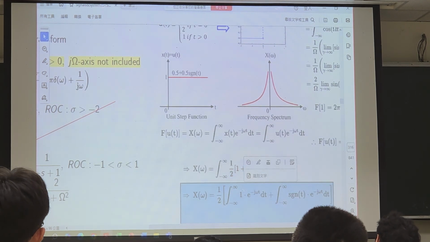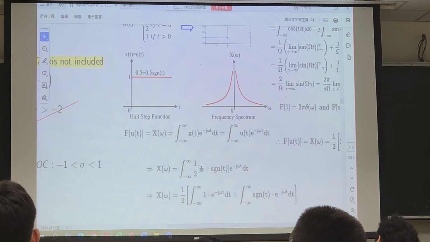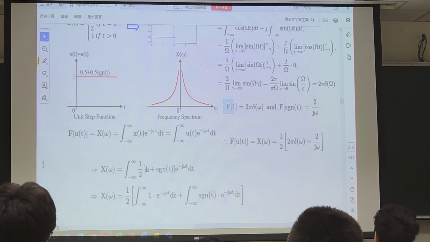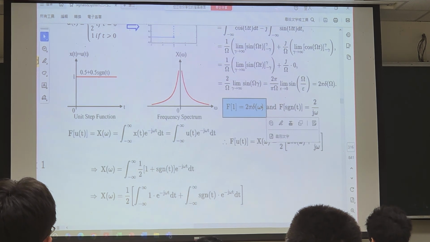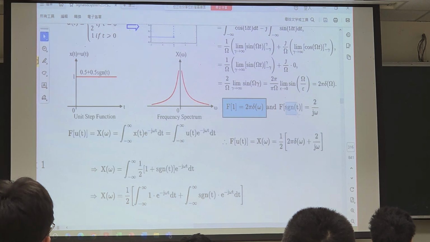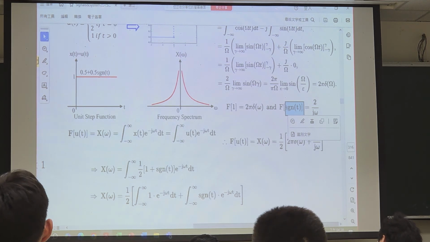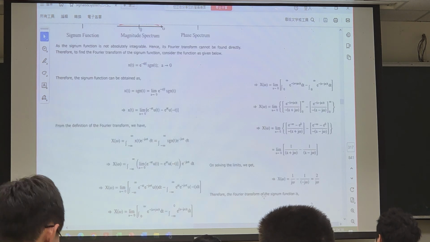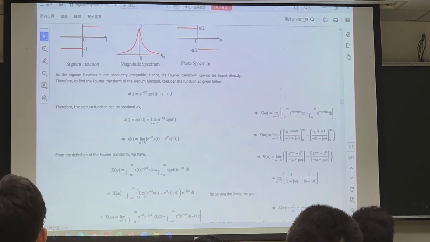Okay, so now if we take the Fourier transform of the constant value 1 and also the signum function sgn of t, we have 2 terms. For the constant value, the Fourier transform of 1 is equal to 2 pi times the delta function. And for the signum function, the Fourier transform is 2 over j omega. I attach a proof here. Maybe you can take a look.